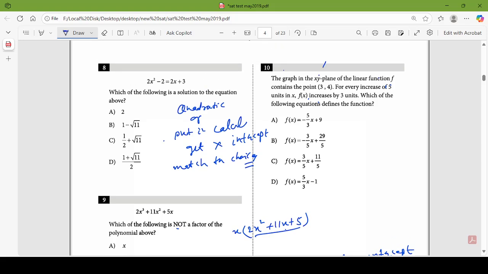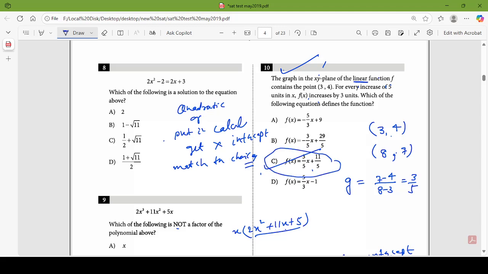Now again, question number 10, it is based on linear functions. So again, linear function, just go for gradient. We have point 3 and 4, and after change, an increase of 5 in x, so it becomes 8, and y increased by 3, so it becomes 7. Now what is the gradient here? Change in y over change in x, that's 3 over 5. So look at the choices. Which choice contains 3 over 5 as gradient? Gradient is the coefficient of x, so C is your answer. This is the only choice which contains gradient as 3 by 5.